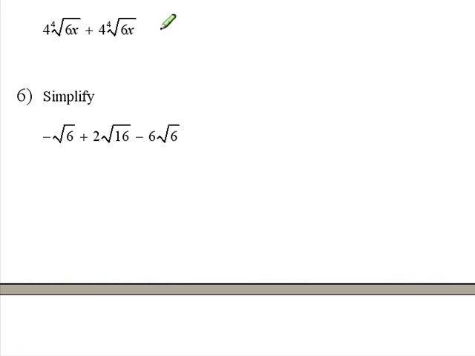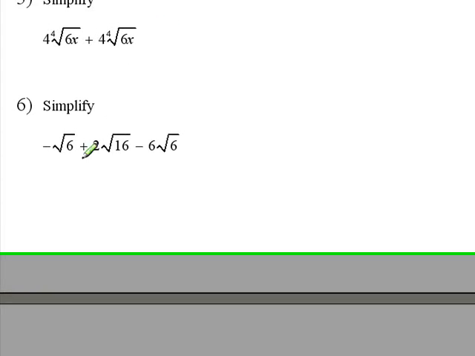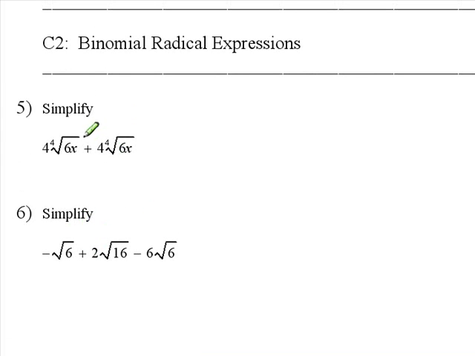Number 5 and 6, dealing with some binomials. Actually, that's not a binomial, but we're dealing with radical expressions. Number 5, we've got the fourth root of 6x and the fourth root of 6x. Those are like terms. We can go ahead and add those together. If I take 4 of these things plus 4 of these things, that'll give me 8 of these things. What are these things? These are fourth roots of 6x.